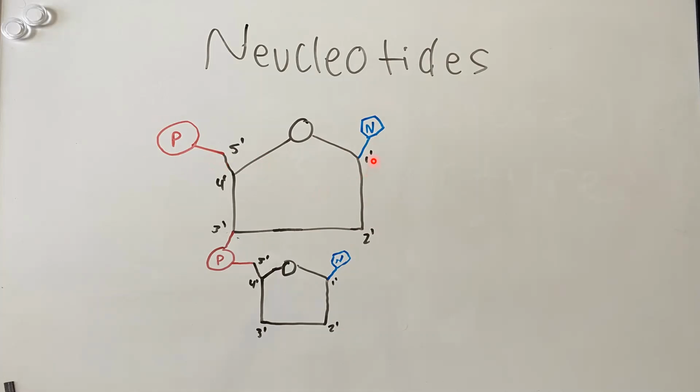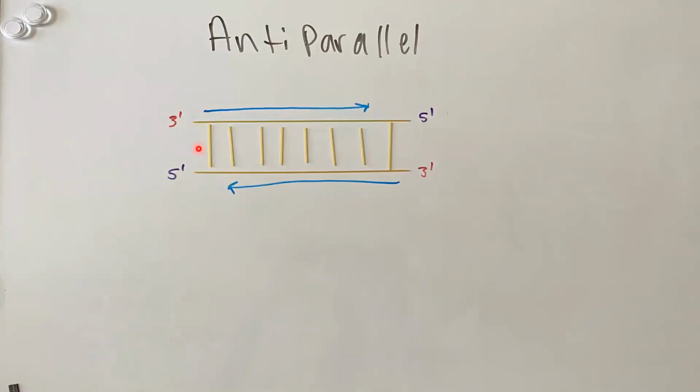And each carbon on the sugar is numbered 1', 2', 3', 4', and 5'. 1' always starts where the nitrogen group is bound to the sugar. 2' either has a hydrogen if it's DNA, or an OH if it's RNA. The 3' binds the other phosphate group from another nucleotide, and then 5' houses our phosphate group.